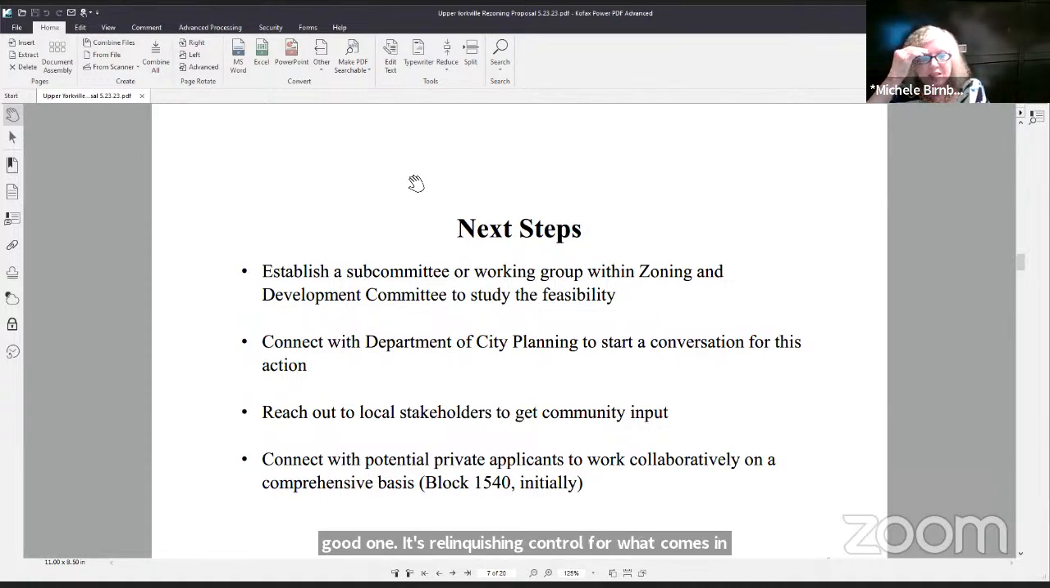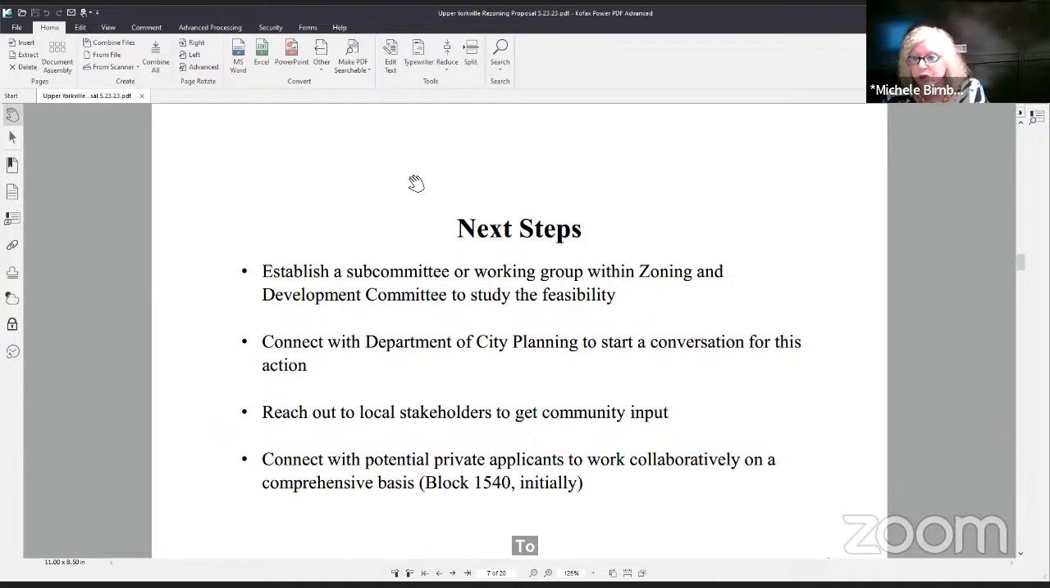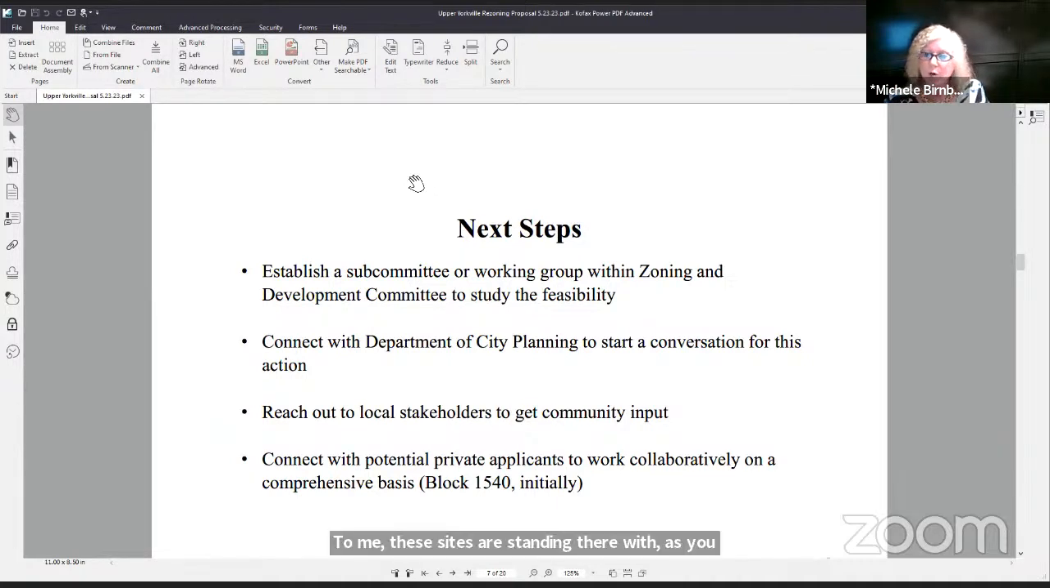To me, these sites are standing there with, as you say, a storage facility, maybe a parking lot, whatever is there. For a developer who wants to build, they are magnet sites. They would be attracted to this. We know that developers are looking for sites, 24/7. That's what they do for a living, and that's what they want.